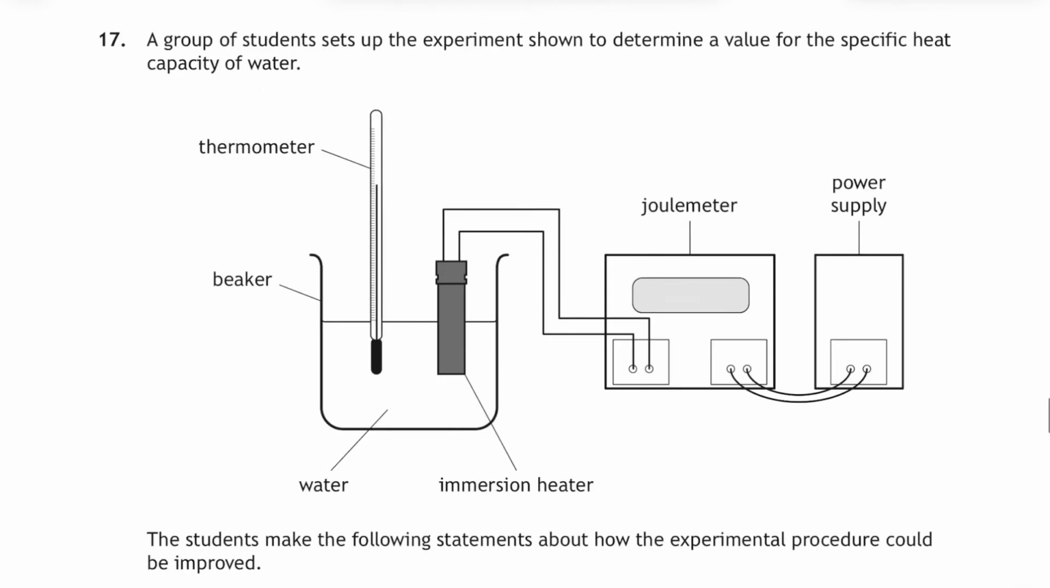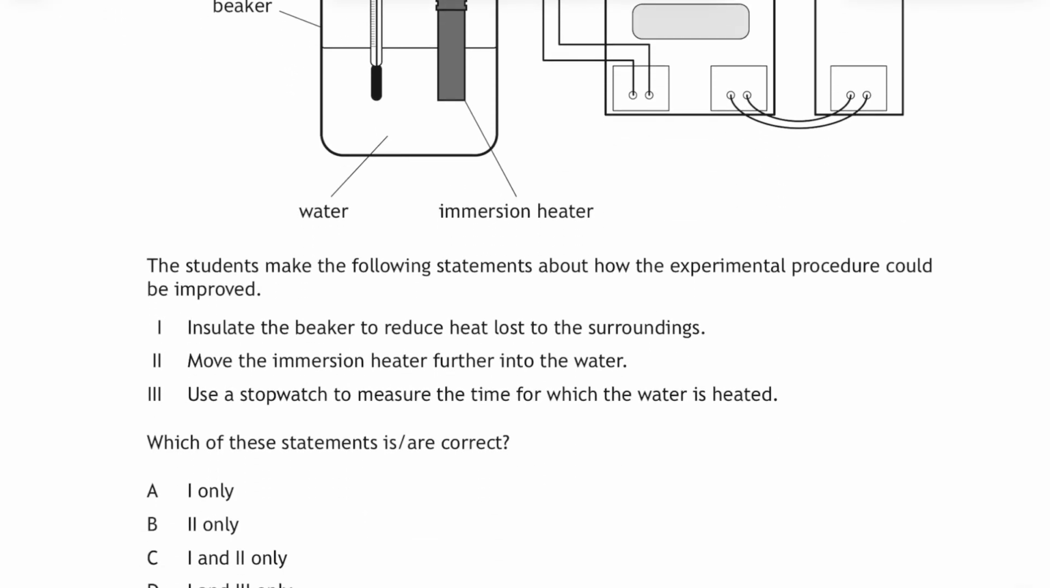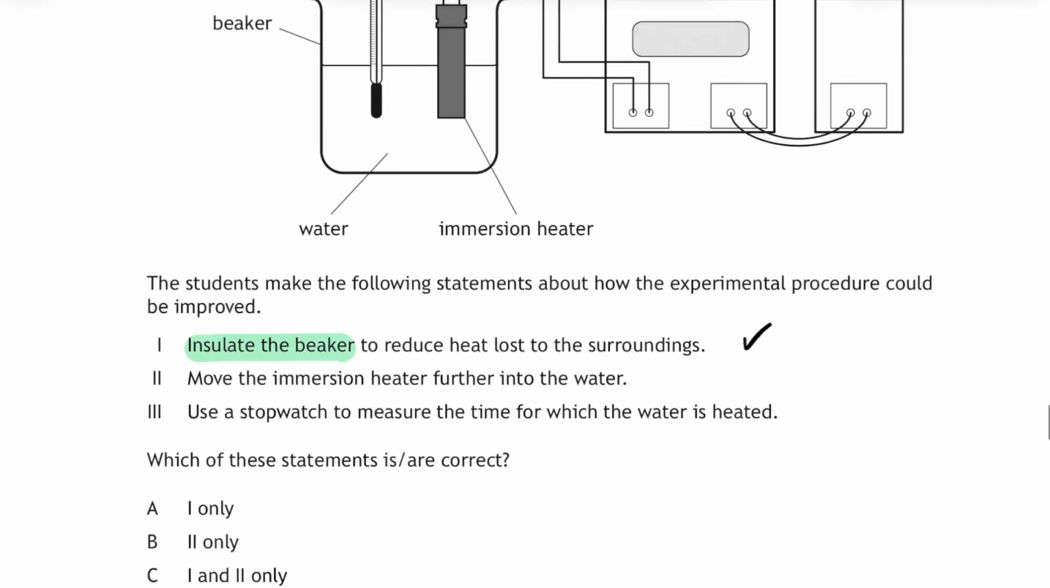Moving on then, question 17. On to heat energy here. A group of students sets up the experiment shown to determine a value for the specific heat capacity of water. And the students make the following statements about how the experimental procedure could be improved. Statement 1. Insulate the beaker to reduce heat loss to the surroundings. Well, that's always a good idea, so yes.